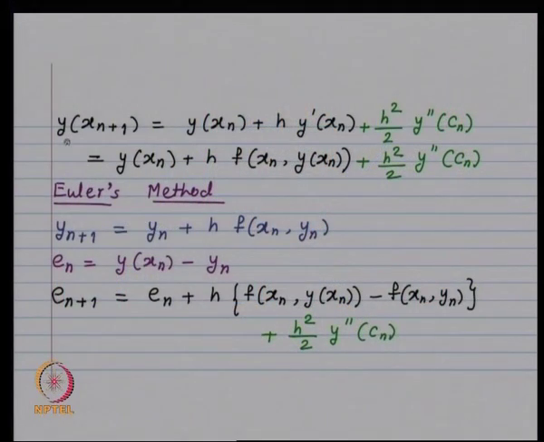So, now if you consider y at x n plus 1, remember our notation is that y at x n plus 1 is the exact value. Its Taylor series expansion is y at x n plus x n plus 1 minus x n, that is h, so it is h y dash x n plus error h square by 2 y double dash c n. So, this is equal to y at x n plus h times y dash, which is f, so f of x n, y x n, plus h square by 2 y double dash c n.